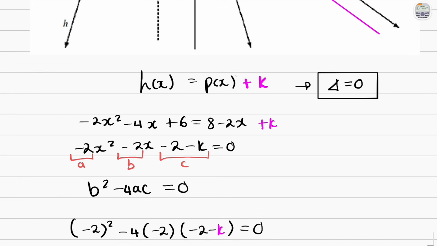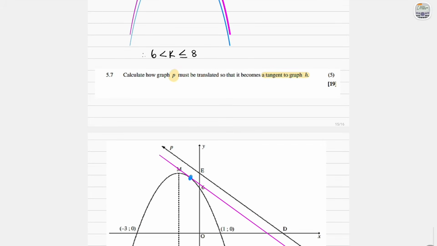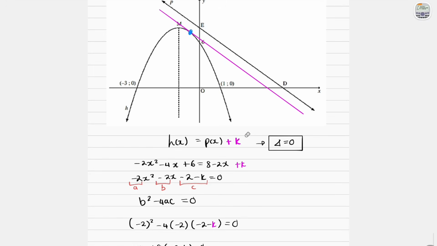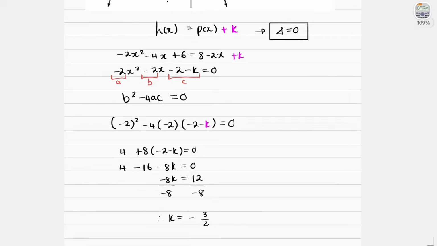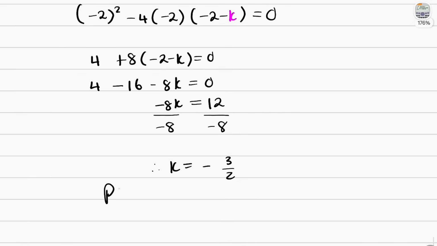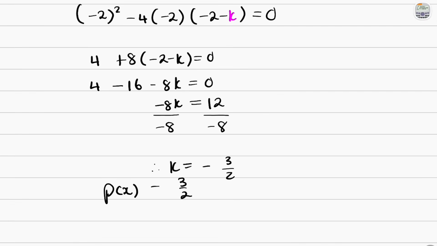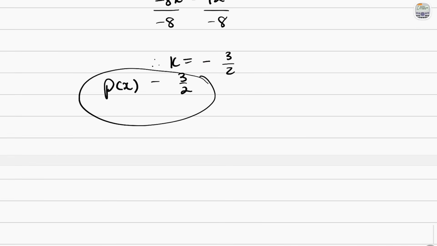So remember where k was applied? To p of x. I'm saying for this to happen, because they didn't just say find the value of k, I introduced k here so that we can just work with a variable and see what happens. But we applied it to p of x, right? And it's a negative. So the question is, you need to calculate how the graph of p must be translated so that it becomes a tangent. So how should it be translated if this is now p of x minus 3 over 2, because this said plus k. So add k to this, it's plus negative 3 over 2, which is minus 3 over 2. This really just means you take the graph of p of x and you subtract 3 over 2.